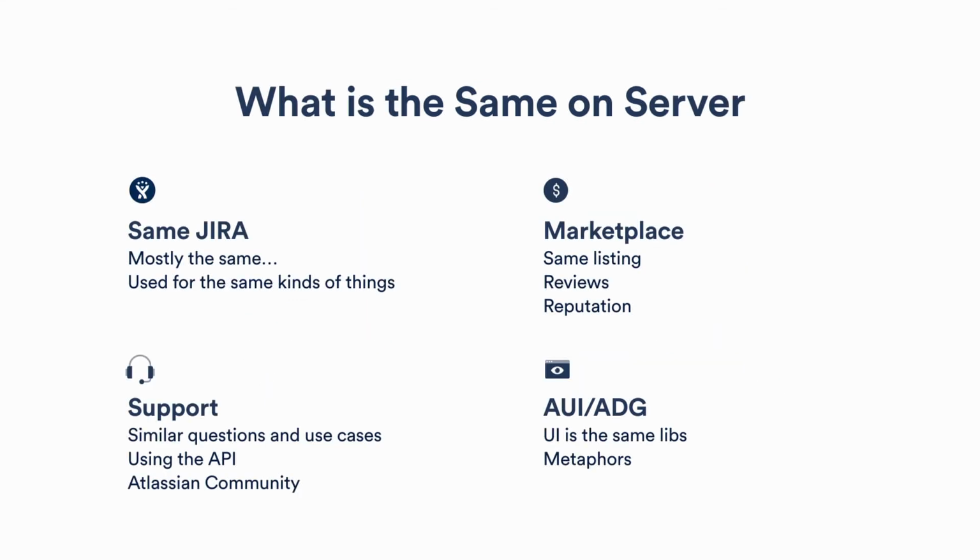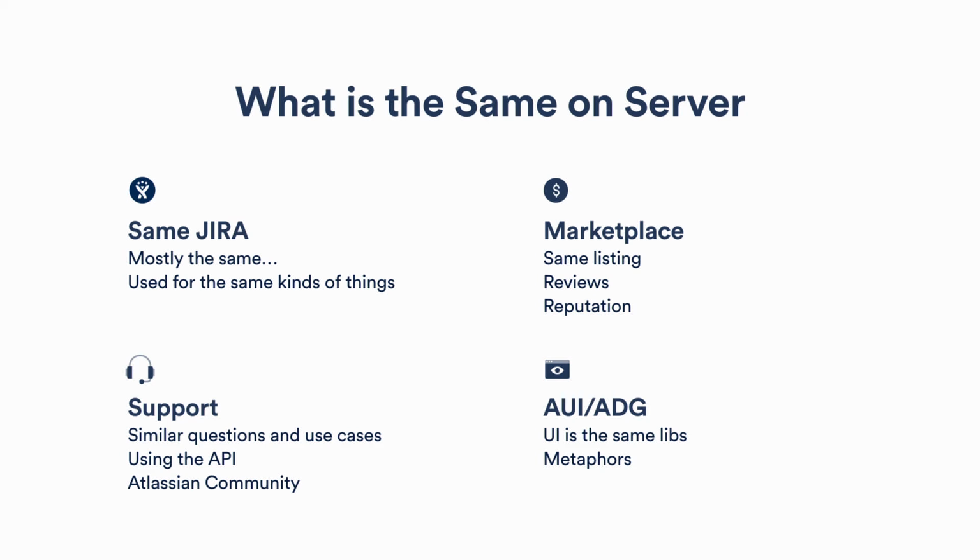We've talked quite a bit about some of the differences between cloud and server, but there are a number of things which are the same. Jira is essentially the same tool, particularly to end users. They have the same kind of use cases, and they want to use Jira to do the same sort of work. The other thing that's the same is the marketplace. Most of the things you learn from the marketplace apply equally to server and cloud. We had the advantage that we had a listing there previously with a lot of good reviews. It's got a lot of reputation, and we were able to use that to increase our cloud adoption.